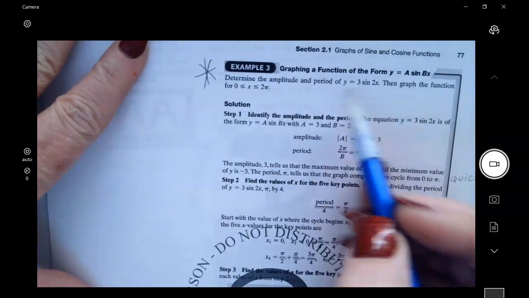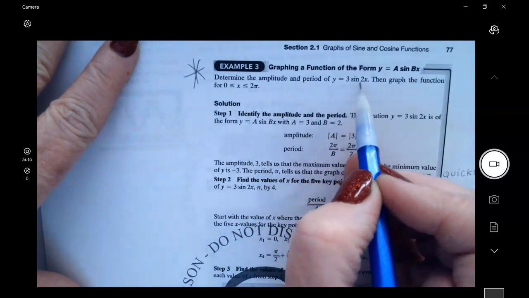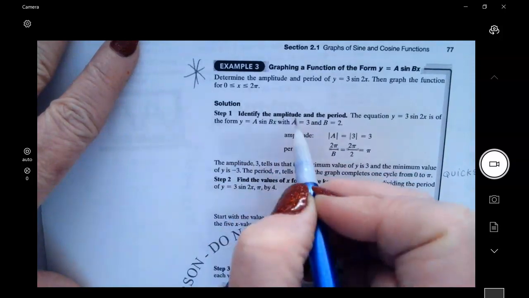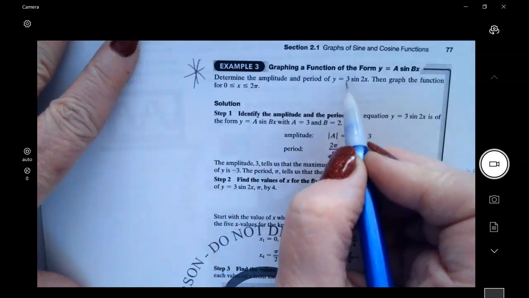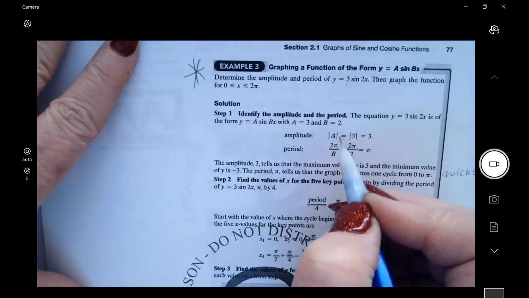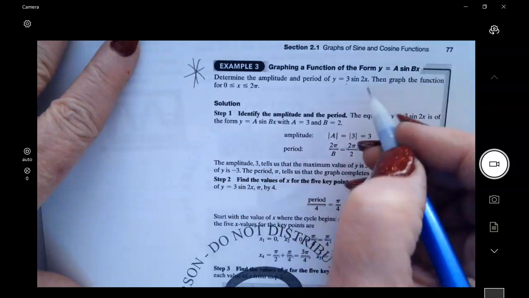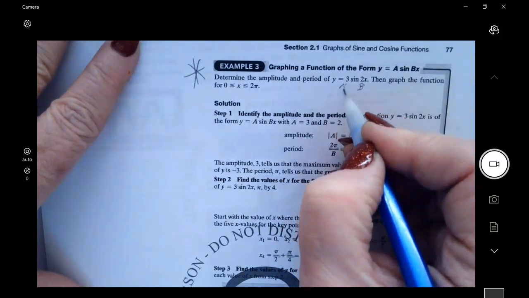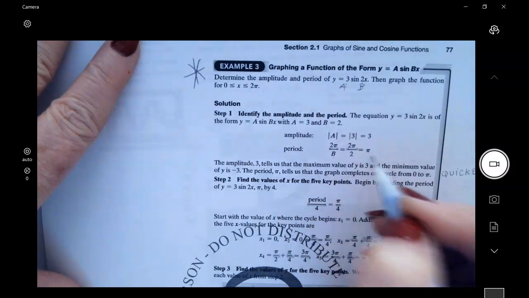I wanted to show you this one. This is example 3. Determine the amplitude and the period of y equals 3 sine 2x. Then graph the function. Well, the amplitude is given right there. It's the absolute value of the coefficient of the sine, so it is the absolute value of 3, which is 3. The period is 2 pi divided by the b value. That's the b value in this problem. So it's 2 pi over 2, which is pi.